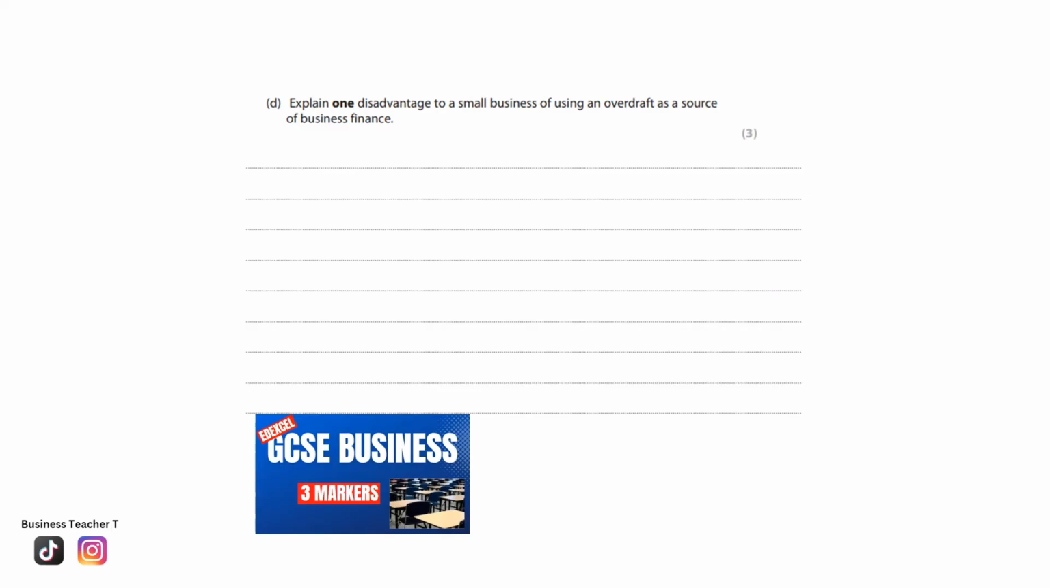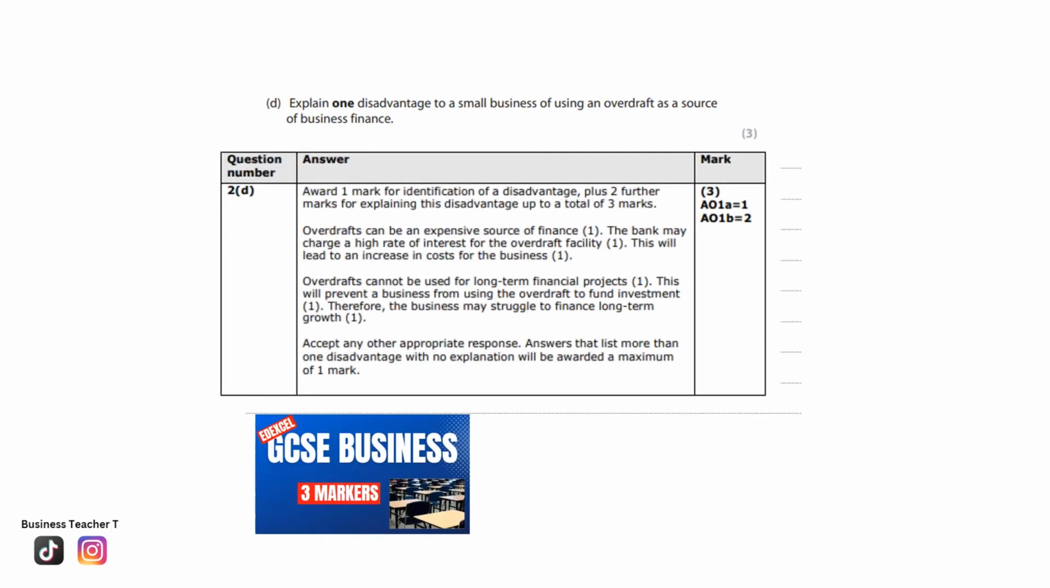Explain one disadvantage to a small business of using an overdraft as a source of business finance. Let's take a look at the mark scheme. One possible answer you might have had is overdrafts can be an expensive source of finance. The bank may charge a high rate of interest for the overdraft facility. This will lead to an increase in costs for the business. Or, overdrafts cannot be used for long-term financial projects. This will prevent a business from using the overdraft to fund investment. Therefore, the business may struggle to finance long-term growth.